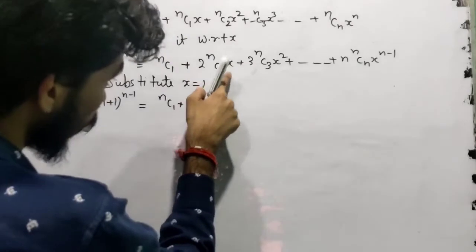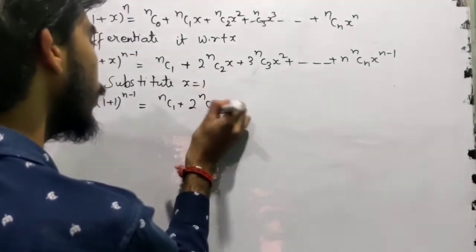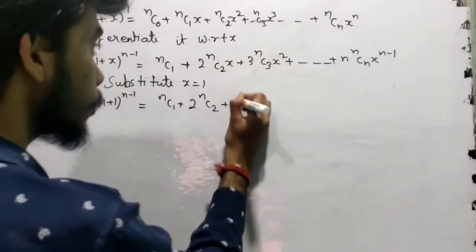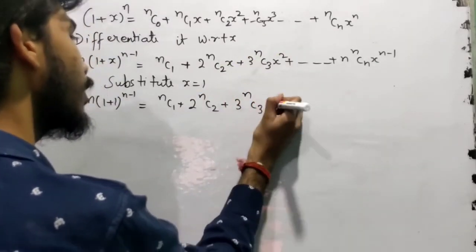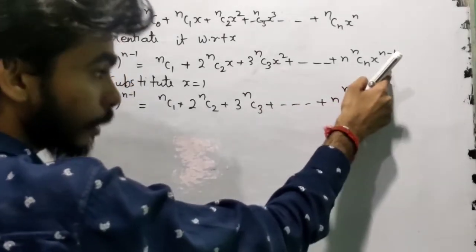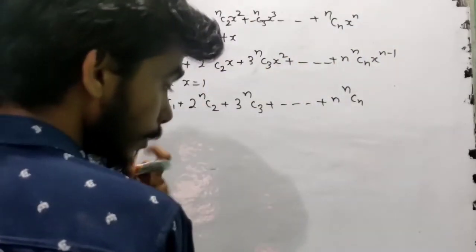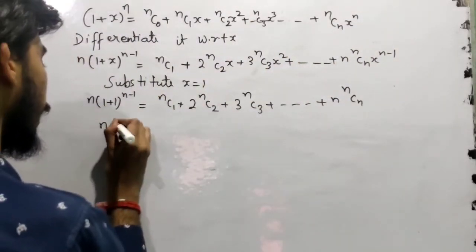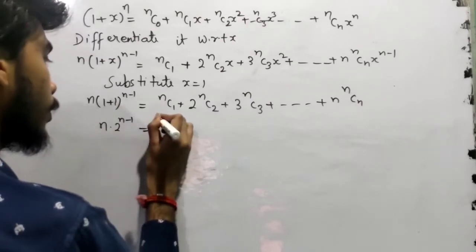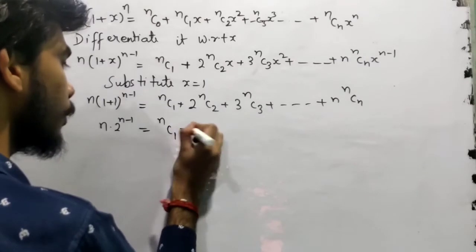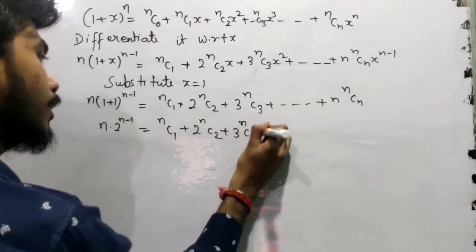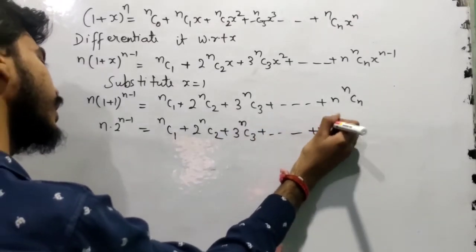Here x becomes 1, so twice of nC2. Okay, then here 1 square means 1, so it will become thrice of nC3 plus up to nCn, and 1 to the power n minus 1 becomes 1. So here you get one other property, that is n into 2 to the power n minus 1 equals nC1 plus twice of nC2 plus thrice of nC3 plus up to n nCn.